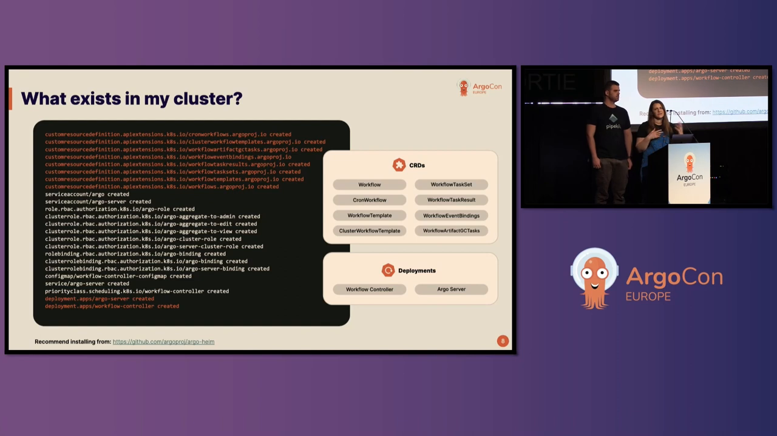And while some of these are very typical resources we'd expect to see in any installation, so RBAC permissions, service accounts, there are some resources it's worth us looking at here a little bit more closely. And these include our two deployments, Argo Server and Workflow Controller, as well as 8 custom resource definitions, or CRDs for short.